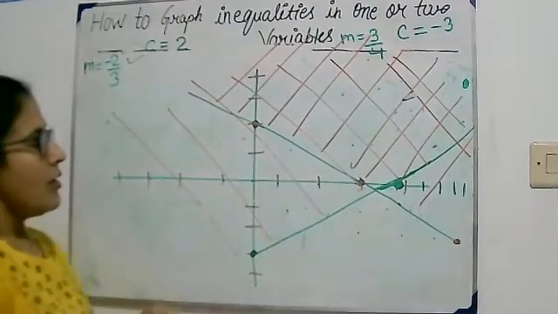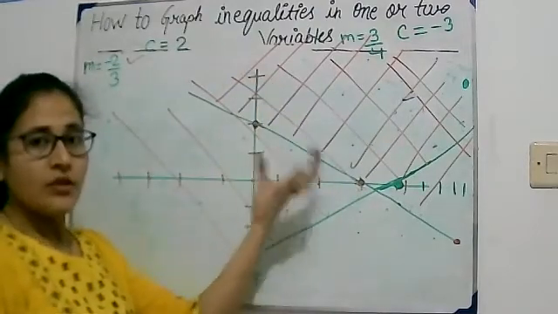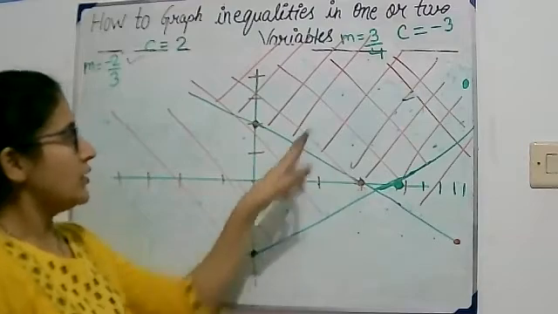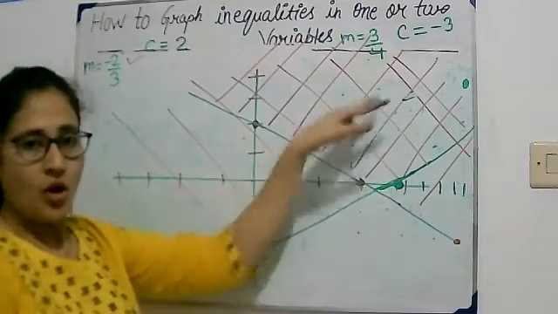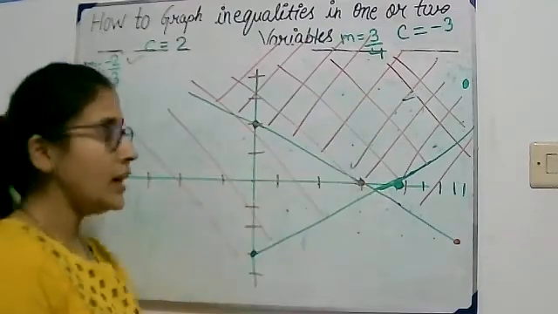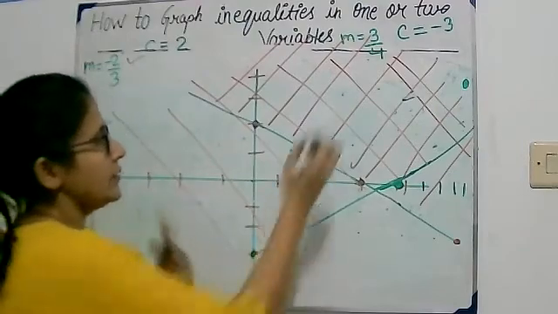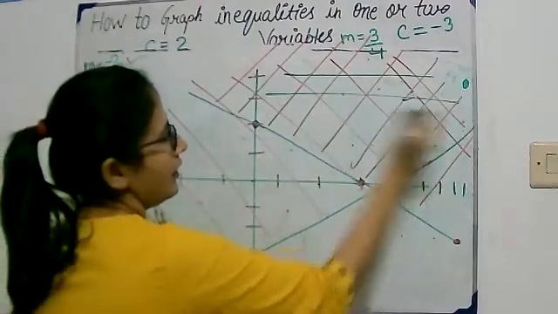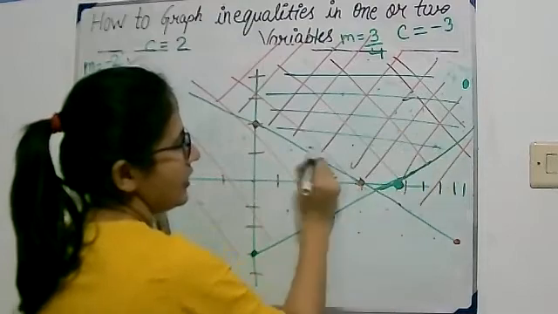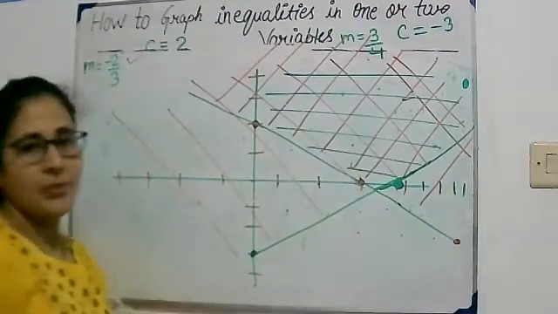Now this is simultaneous. So we will see which is the common region. So this part is common. So we will shade ultimately only this part. This is the answer. Common part is the answer.